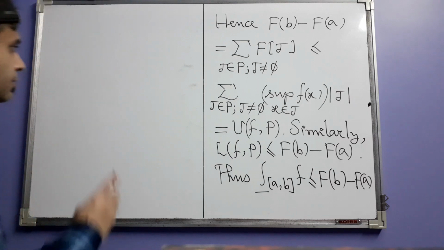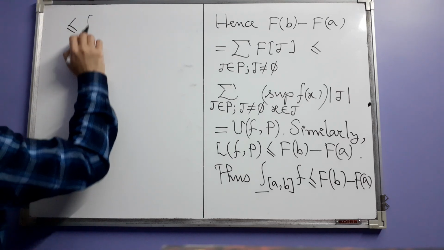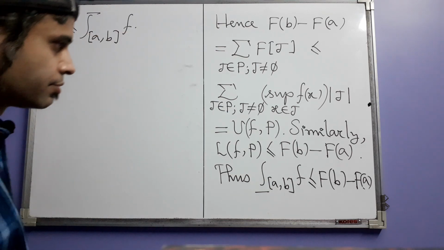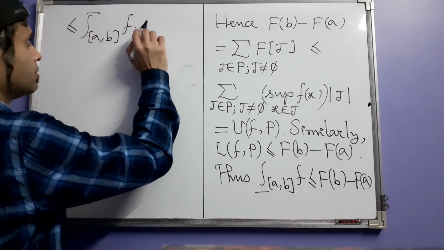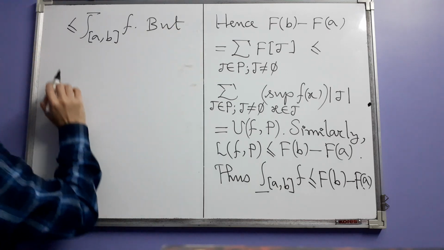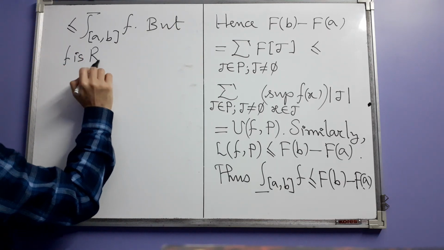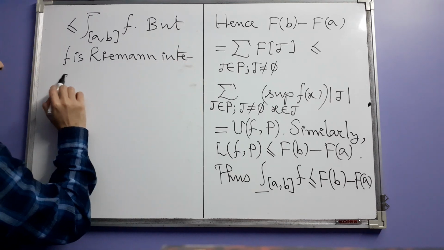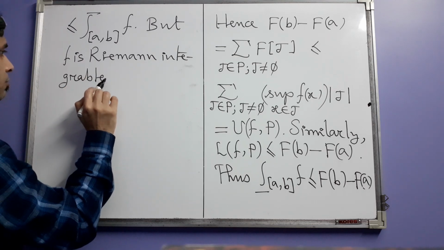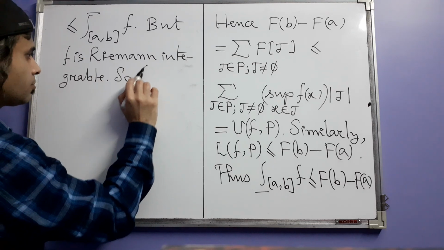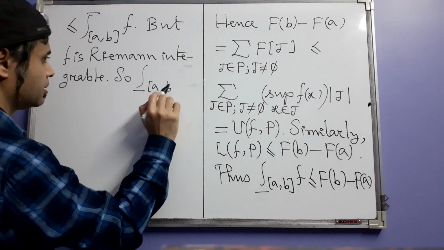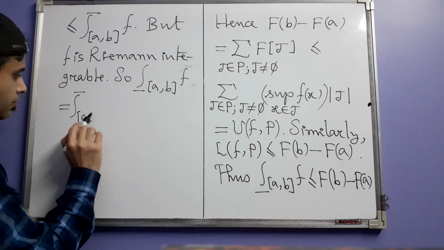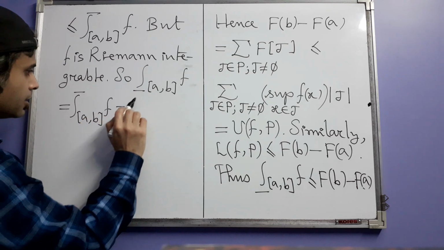And so we simultaneously get that, which is less than or equal to the upper Riemann integral of f over a comma b. But f is Riemann integrable, so the lower integral is equal to the upper integral, which is simply the integral of f.